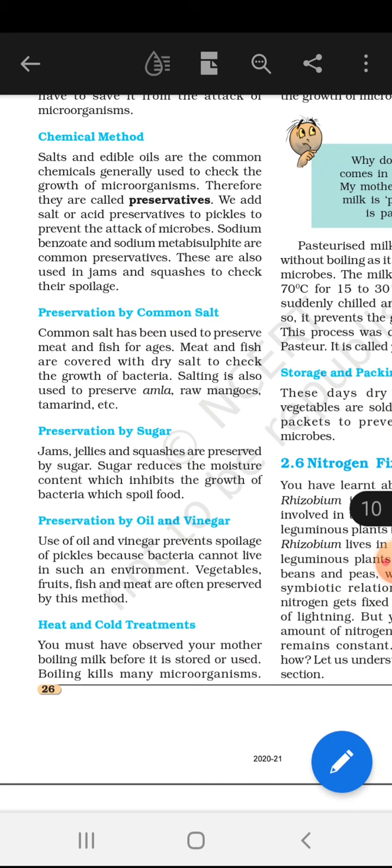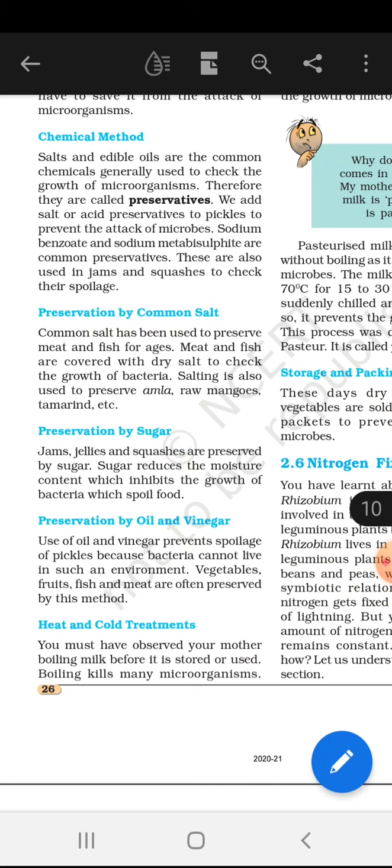Next is preservation by oil and vinegar. Oil stops the contact of air and moisture with the food. In this way, it is helpful in the preservation of food. Vegetables, fruit, meat and fish are often preserved by vinegar and oil. Then heat and cold treatment. You know very well that cold treatment means the use of a refrigerator, which prevents food from getting spoiled.